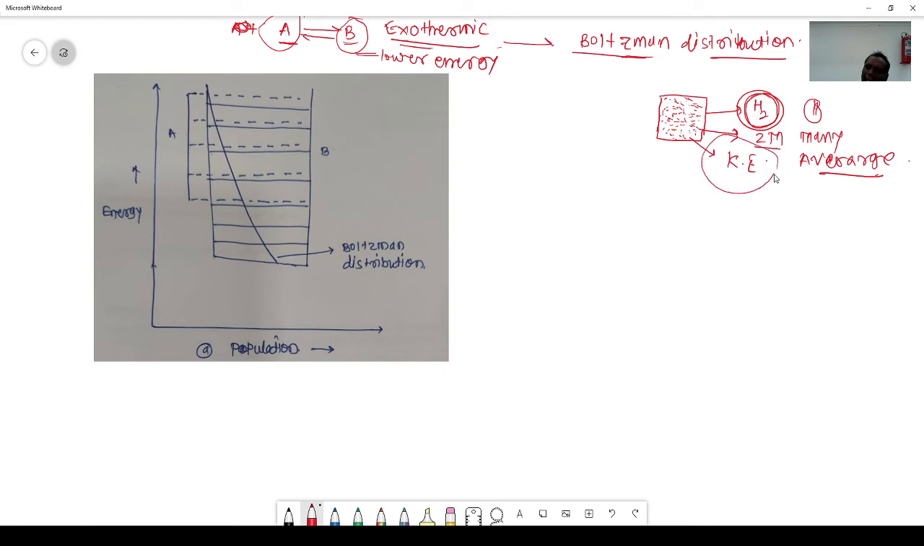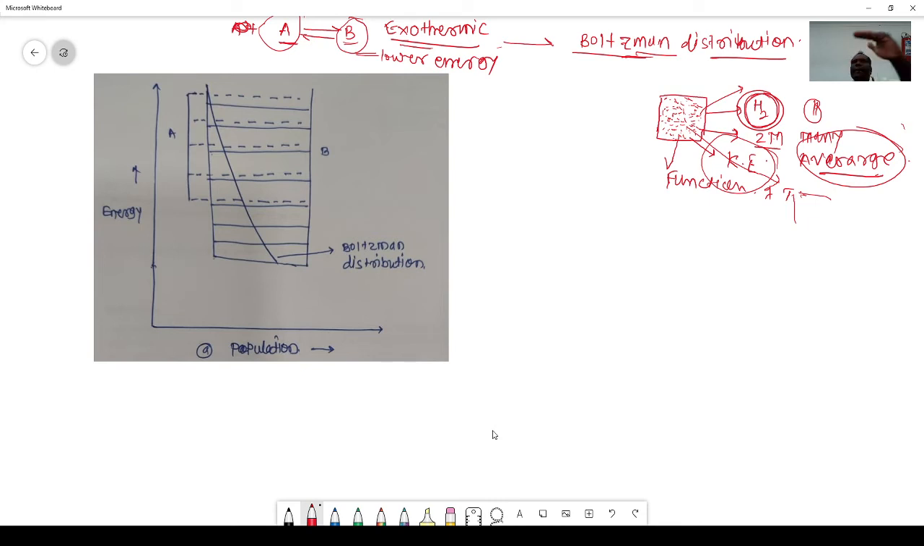Now, in that kinetic energy, most of the molecules will have the average kinetic energy, but some molecules will have higher kinetic energy than the average, and some will have lower kinetic energy than the average. That is a function of temperature. This average kinetic energy is a function of temperature. If we increase the temperature, the kinetic energy of the gas molecules will also increase, right? If we decrease the temperature, the kinetic energy will also decrease.